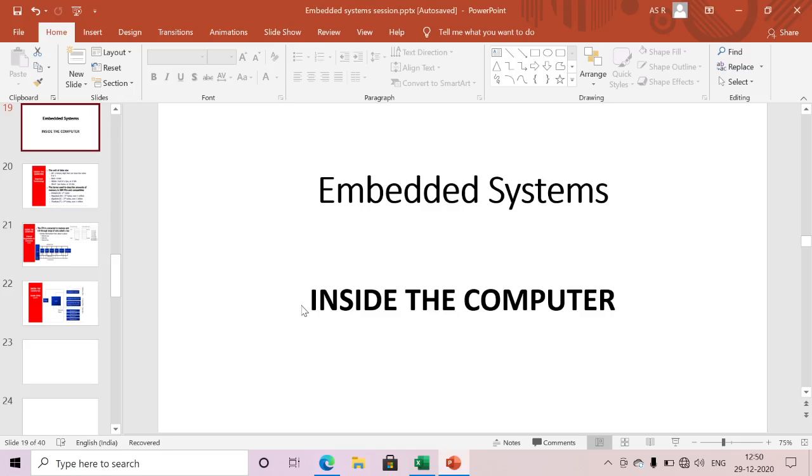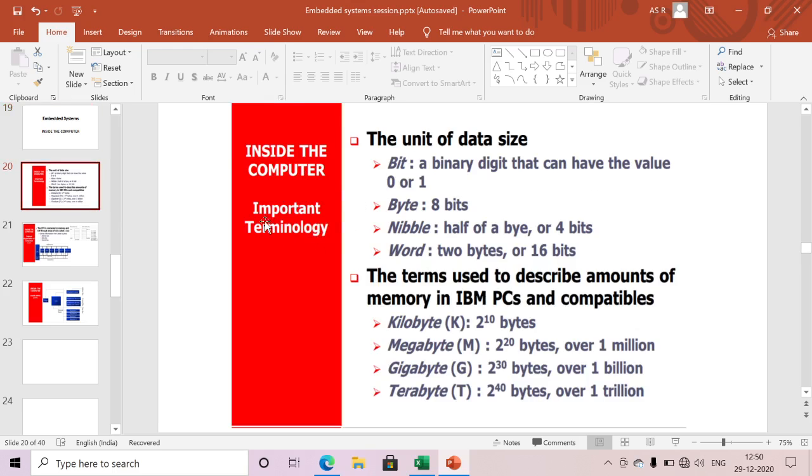Today we are mainly discussing what is inside the computer. First one is the important terminology. The unit of data size: bit, a binary digit that can have the value 0 or 1. Byte is 8 bits, nibble is half a byte or 4 bits, word is 2 bytes or 16 bits.